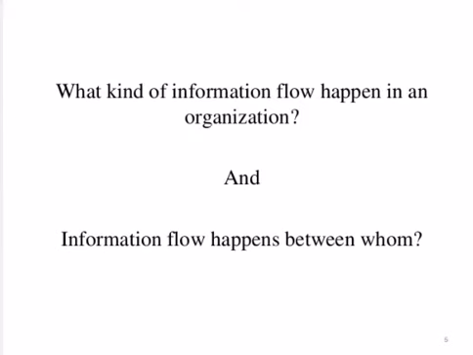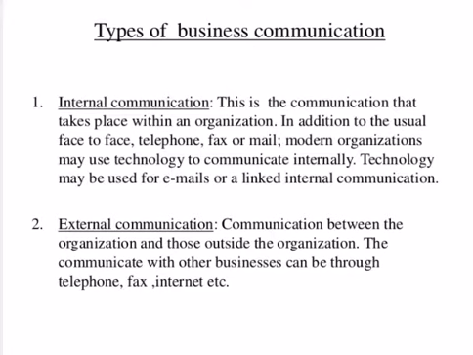So, what kind of information flows in an organization? And information flow happens between whom? So, in terms of the types of business communication, we can consider different types of communication. It can be internal communication or external communication. In internal communication, this is the communication that takes place within the organization. In addition to the usual face-to-face, telephone, fax, or mail, a modern organization may use technology to communicate internally. So, technology may be used for emails or linking internal communication.